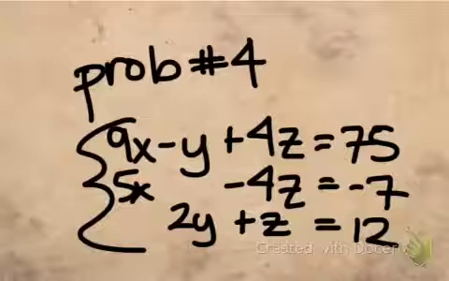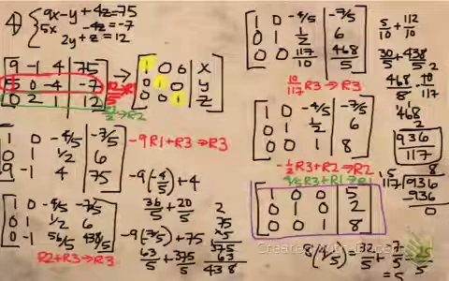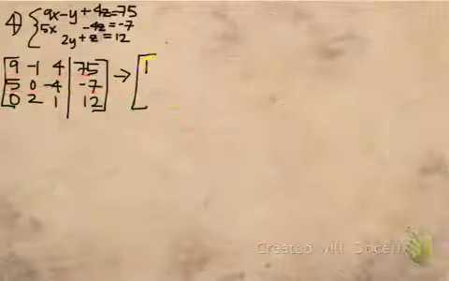Problem number 4. You have the systems of equations, and what I did is I just rewrote, I'm going to go a little bit faster here, rewrote the system of equations as a matrix. So we have 9, -1, 4, 75. Whoops, that jumped way ahead. Okay, so there's our matrix right there.